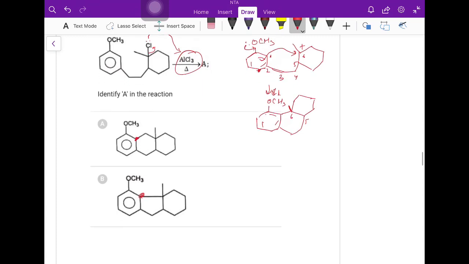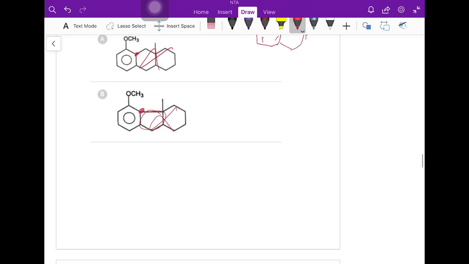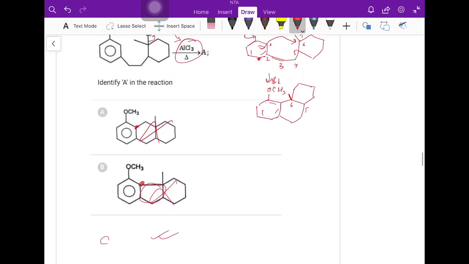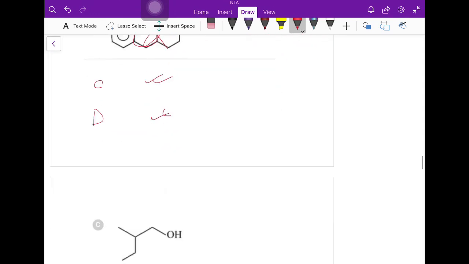So these are not the options. This is incorrect, this is incorrect, because it is forming a 5 membered ring. Option C and D is not with us, so please check those options. You will see somewhere that this type of structure is being formed.